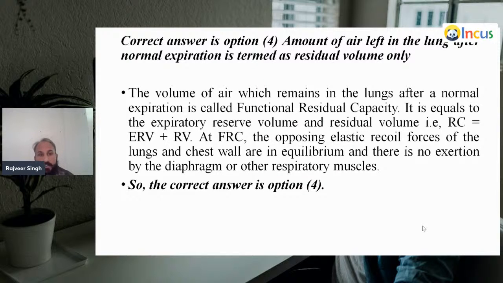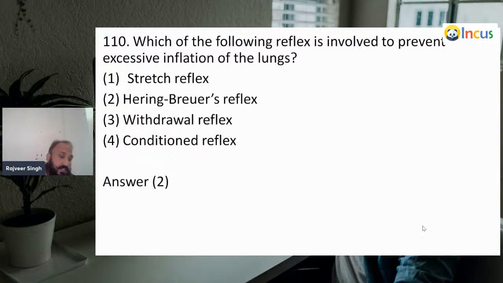At FRC, the opposing elastic recoil forces of the lungs and chest wall are in equilibrium, and there is no exertion by the diaphragm or other respiratory muscles. So our answer will be fourth. That is why we have chosen the fourth option.